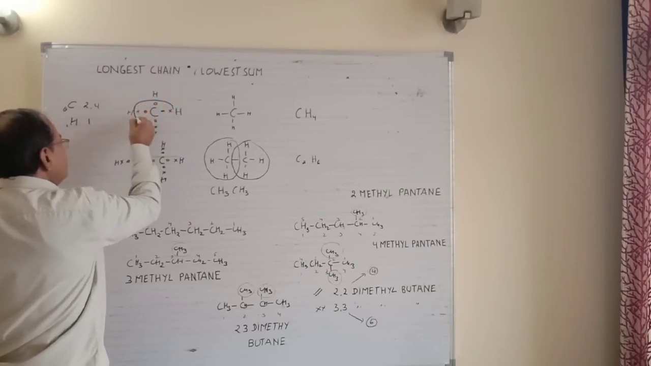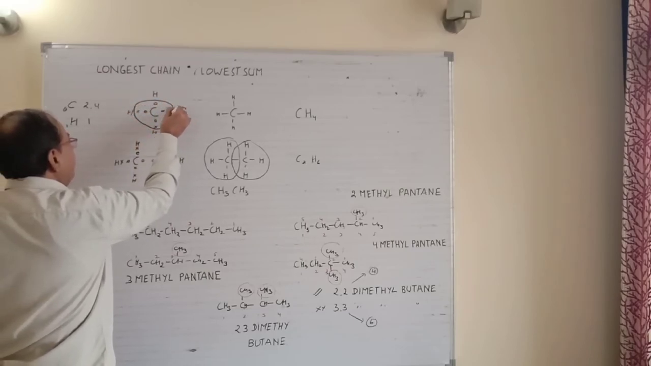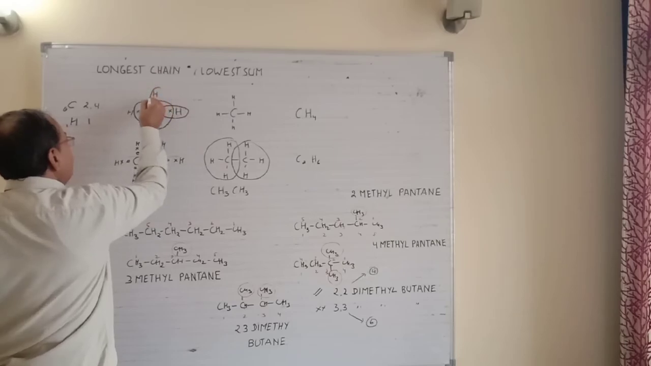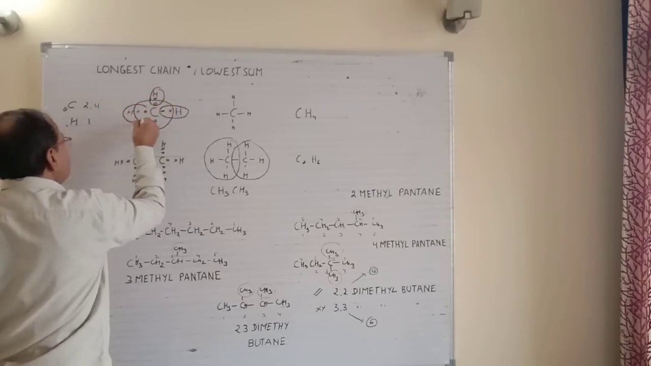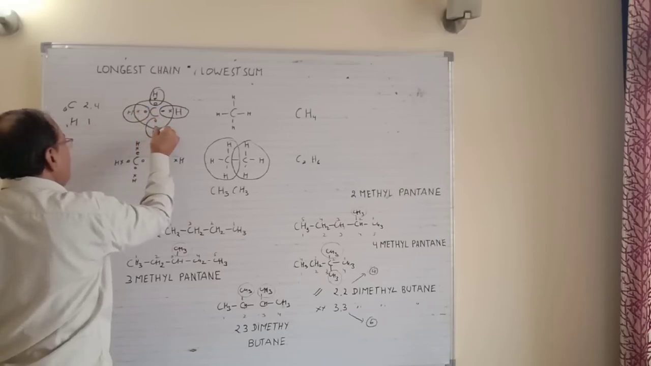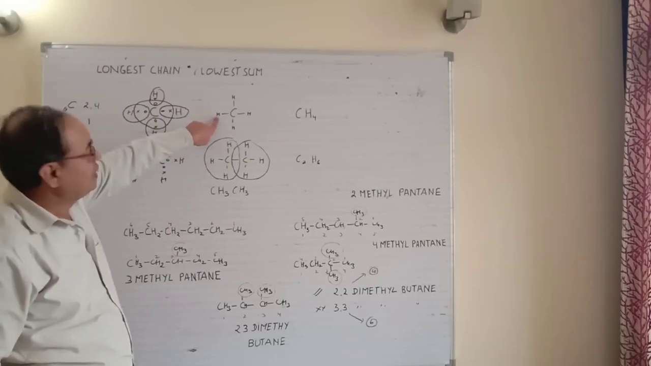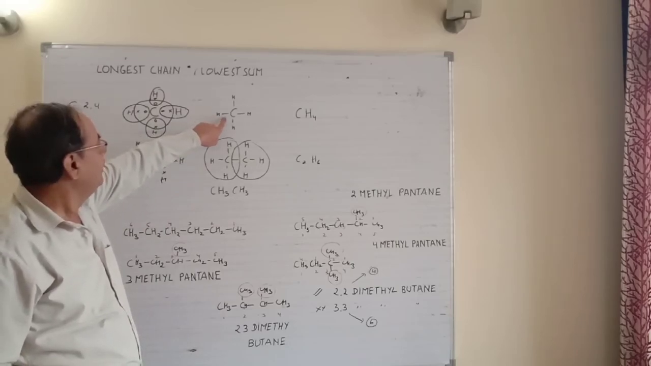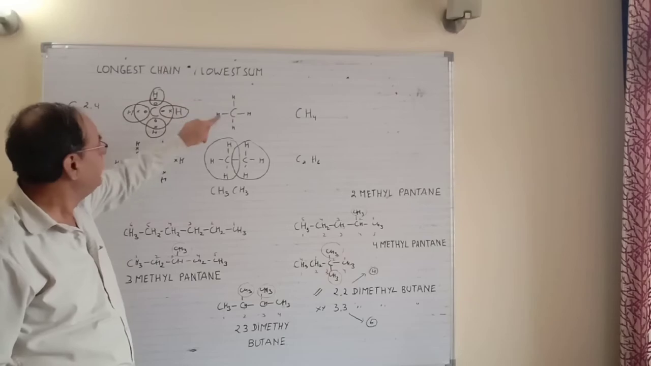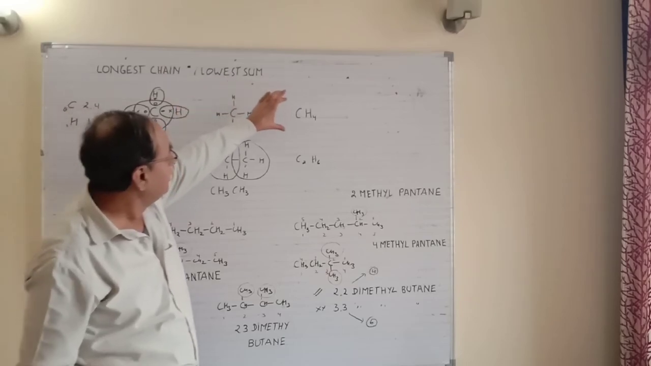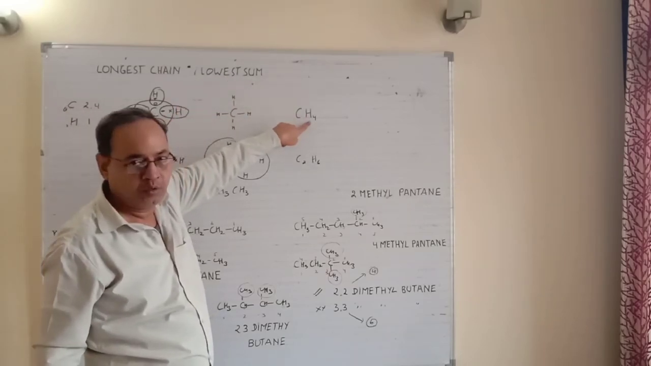So this is the octet of the carbon, and each hydrogen will have two electrons on sharing. When two electrons are being shared, they always form one bond. So they will form one bond. We represent the same thing in this way. Now when we write in the compact form, that is CH4.